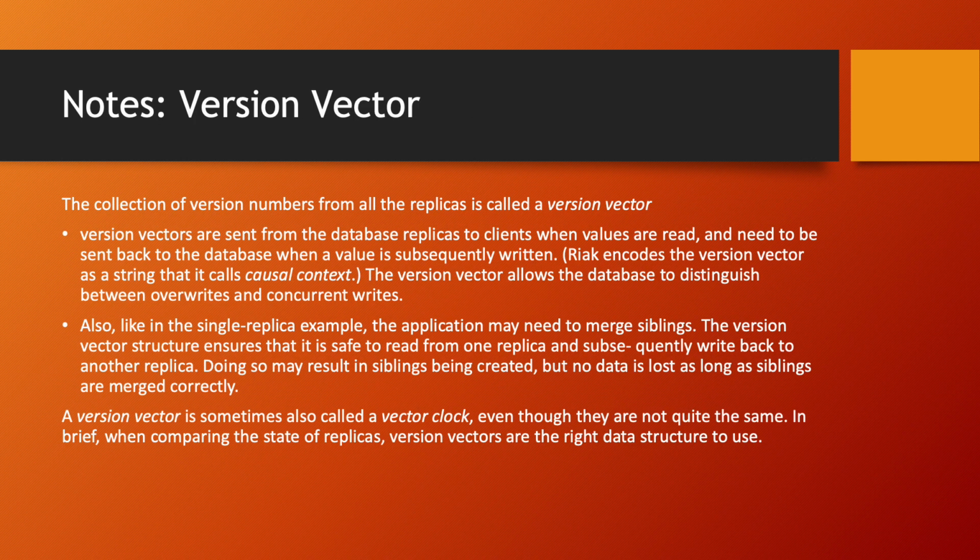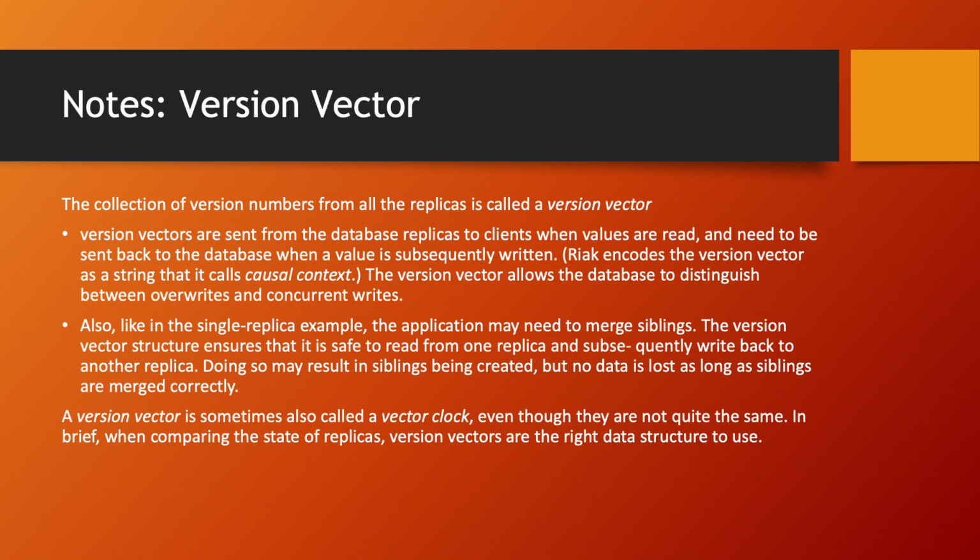So, version vectors. The collection of version numbers from all replicas is called a version vector. Version vectors are sent from database replicas to clients when values are read, and need to be sent back to the database when a value is subsequently written. The version vector allows the database to distinguish between overwrites and concurrent writes. Also, like in the single replica example, the application may need to merge siblings.